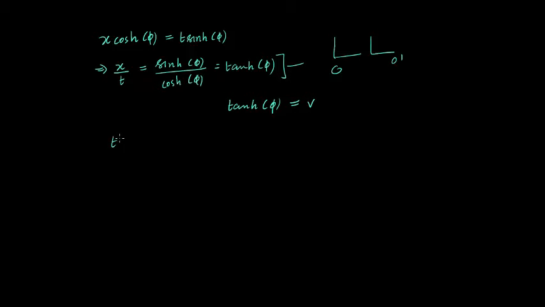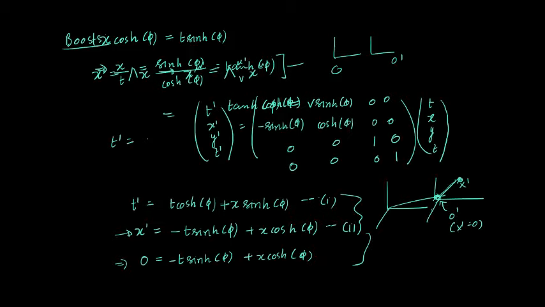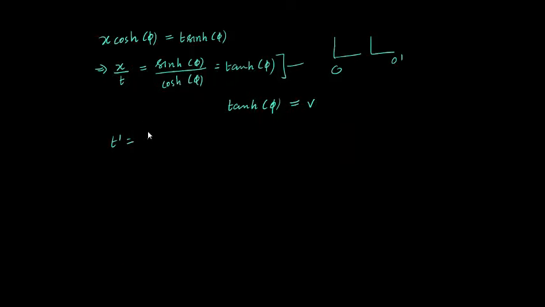t dash is equal to what? It's equal to t cosh of phi plus x sinh of phi. So if we pull out cosh of phi in the brackets, then it will look somewhat like that.